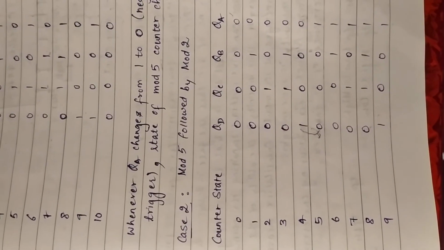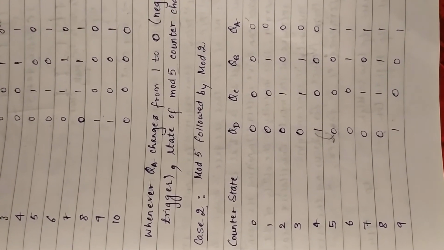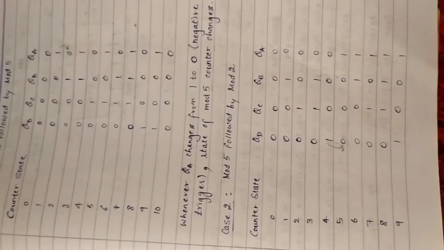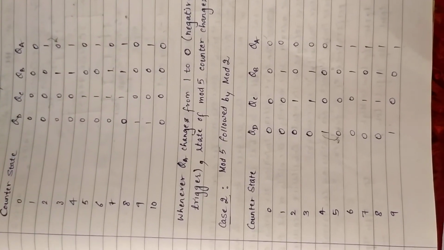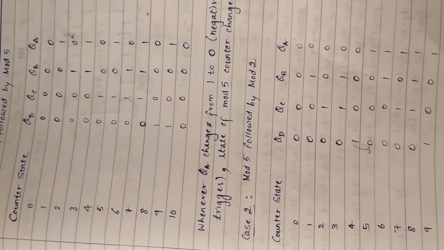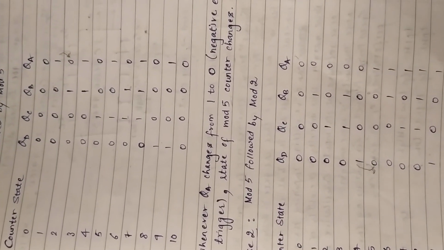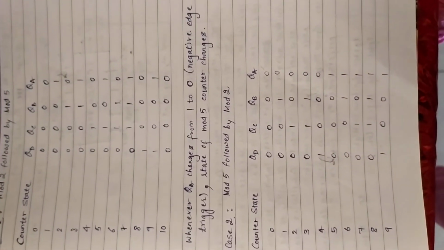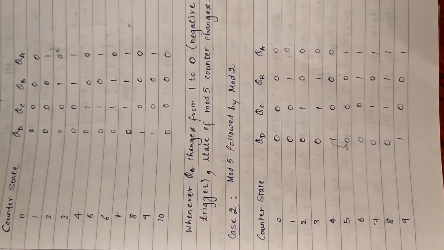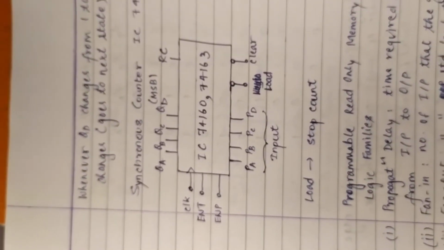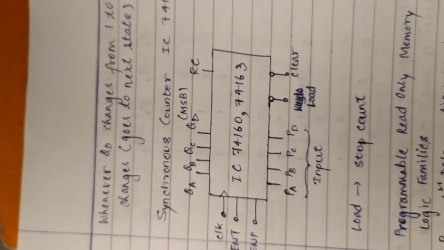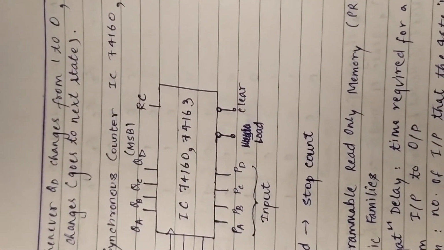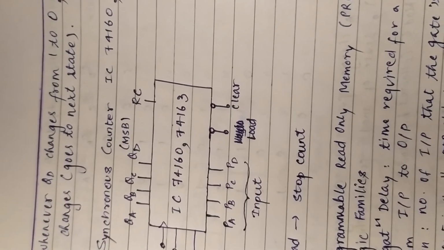Similarly it goes on till 9, and on becoming the 10th count state it becomes 0, 0, 0. So the statement for case 2 would be: whenever QD changes from 1 to 0, that is negative edge trigger, the state of the mod 2 counter changes only then. As you can see, that is what I have written here. Whenever QD changes from 1 to 0, the state of mod 2 goes to the next state.